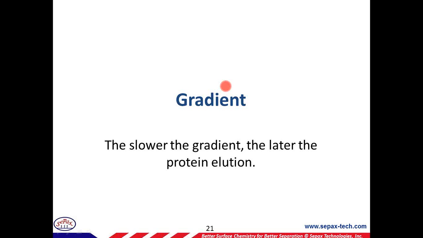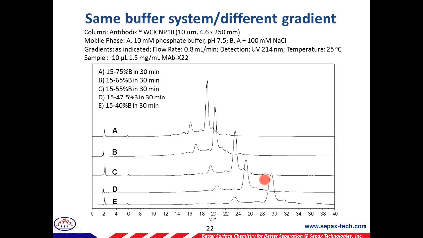Okay, so we talked about the pH of the buffer system and ionic strength, and now we're going to move on to the gradient. The general thinking is the slower the gradient, the later the protein will elute, and you'll also get better resolution. That's what we're hoping. Let's see what effect it has on the separation with some examples. This is the AntibodixTM MP10. It's a 10 micron column with 10 millimolar phosphate initial buffer concentration. It's a salt gradient. We start out with 15 to 75% B in 30 minutes.